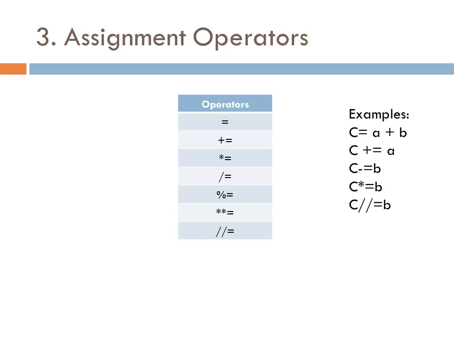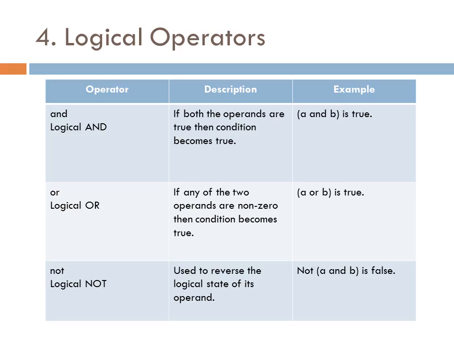Next, the list of assignment operators. The assignment operator is equals to. In addition to that, we use shorthand assignment operators: plus equals, multiplication equals, division equals, modulus equals, exponent equals, and floor division equals. In order to assign some expression value to a variable, we use the assignment operator. That is the first case. In C plus equals A, C minus equals B, we have to use these operators when, in the expression, the same variable is on both sides of the assignment operator. Otherwise there is no need of these operators. If the assignment statement contains the same operand on both sides, then only we use the shorthand assignment.